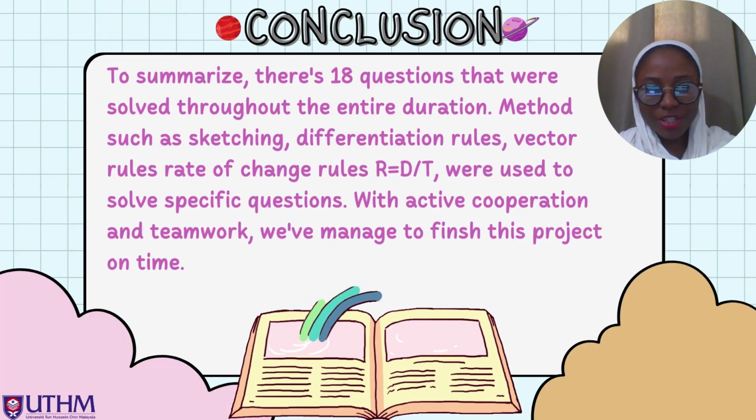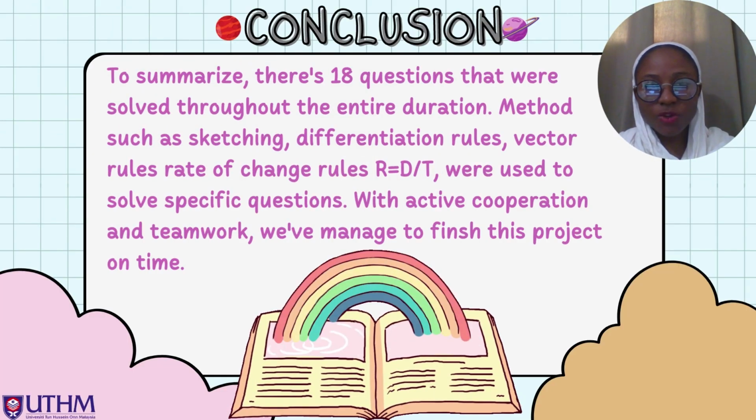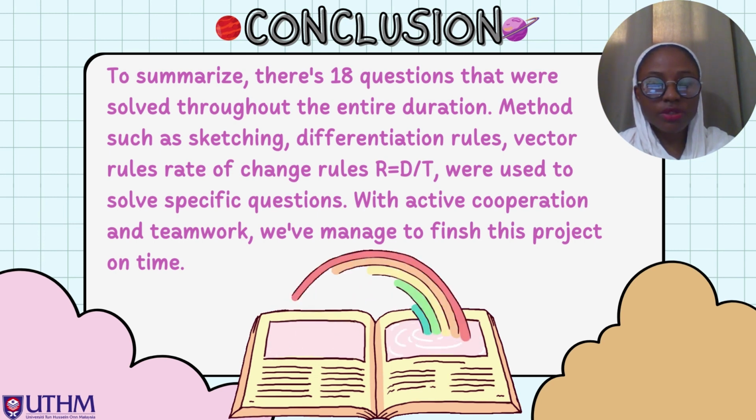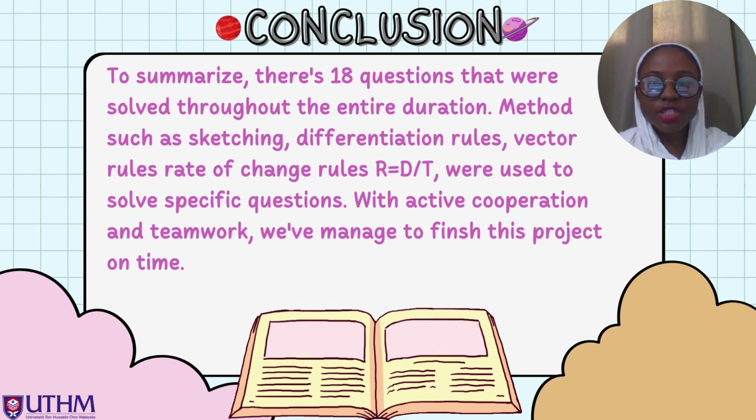In conclusion, to summarize, there are 18 questions that were solved throughout the entire duration. Methods such as sketching, differentiation rules, vector rules, rate of change rules, and R equals D over T were used to solve specific questions. With active cooperation and teamwork, we have managed to finish this project on time.